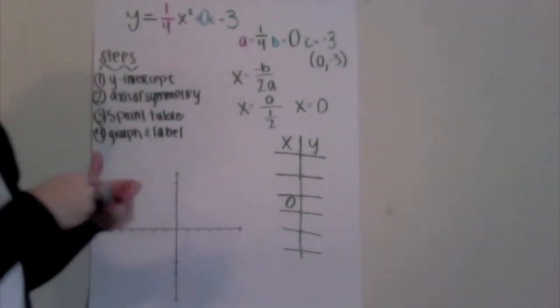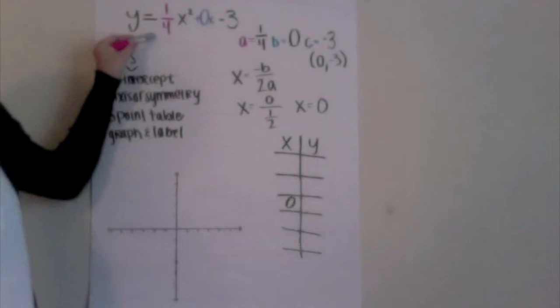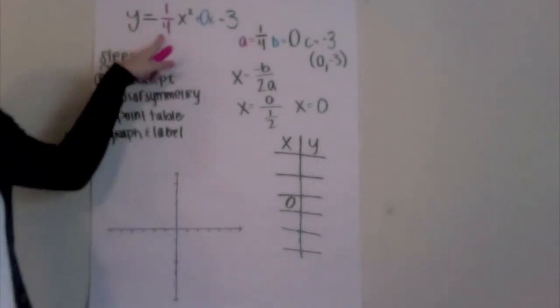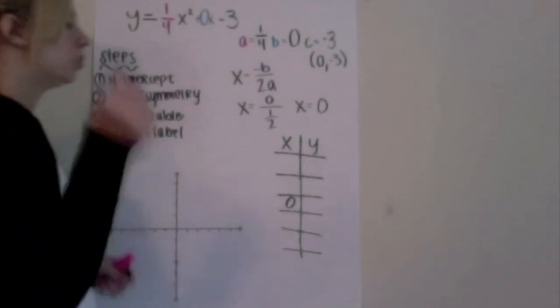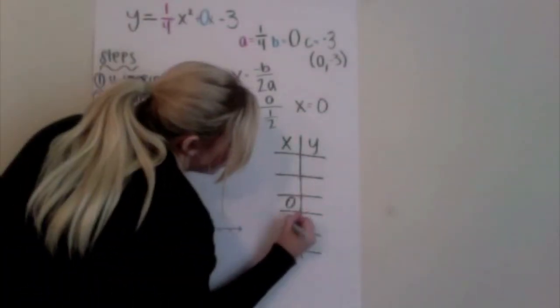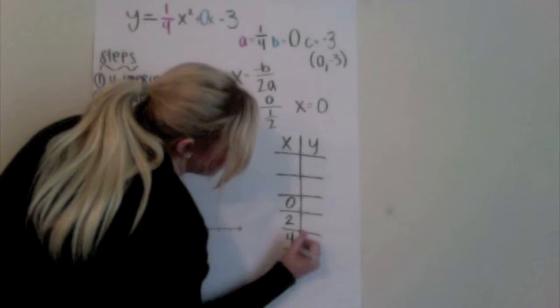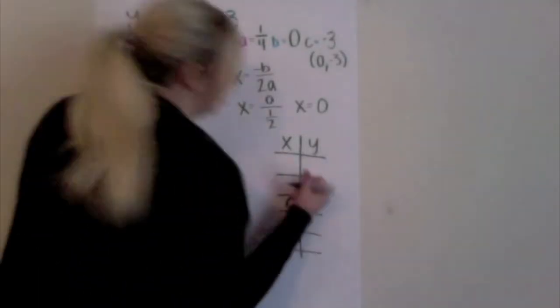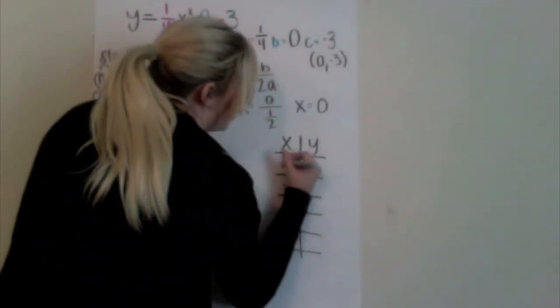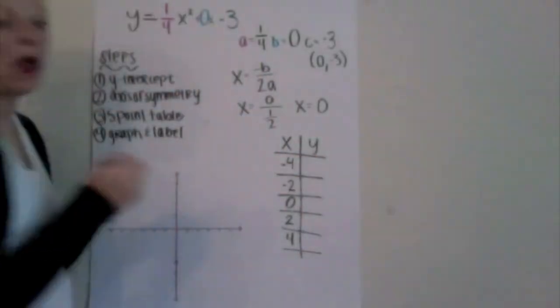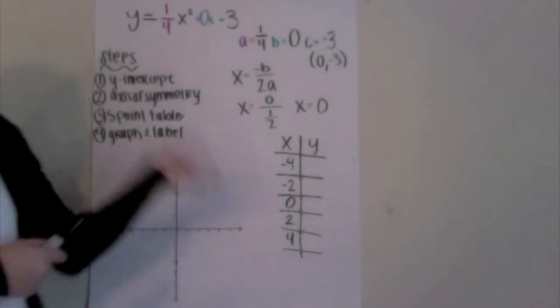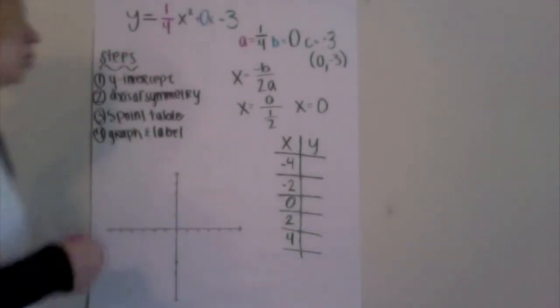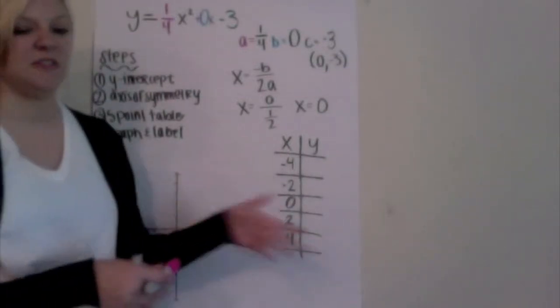Now because this equation involves a fraction, I'm going to go with even numbers so that it's easier to work with. So I'm going to go forward 2 each time, so I'll have 0, 2, and 4, and then I'm going to go backwards 2. So I'll have -2 and -4. Now I have to take those points and plug them into my original equation so that I can get the y points for them. We'll go through a few of these together and then I'll just fill in the rest.